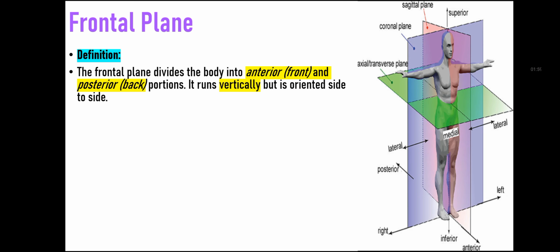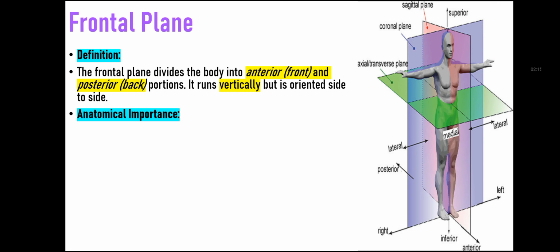The next plane is the frontal plane. Talking about definition, the frontal plane divides the body into anterior and posterior portions, or into the front and back portions. It runs vertically but is oriented side to side, so it is perpendicular to the sagittal plane.